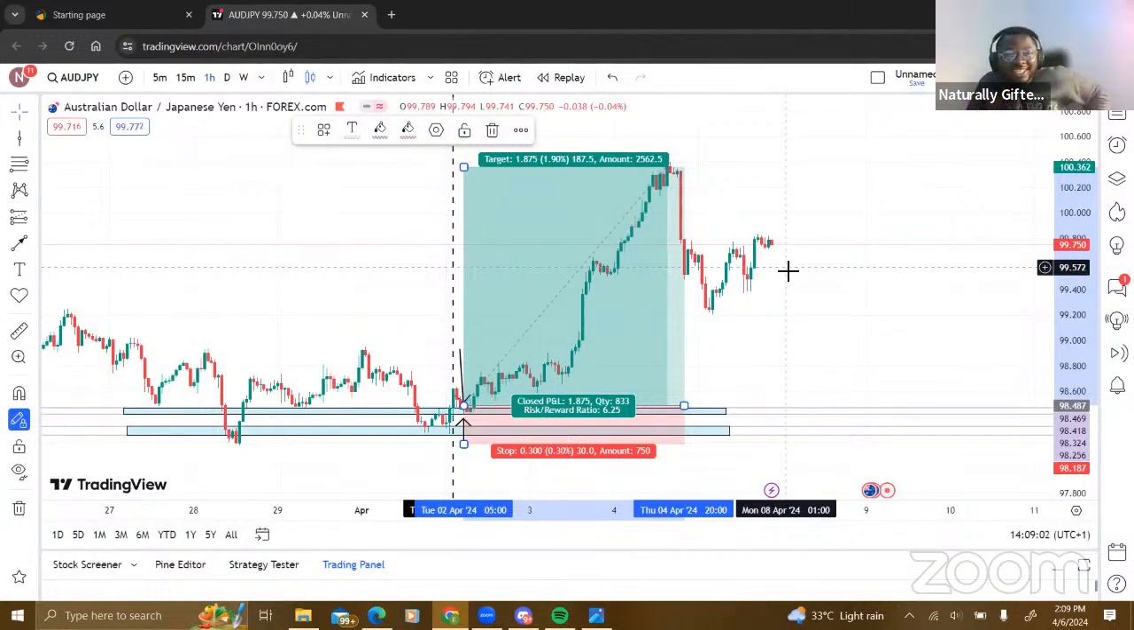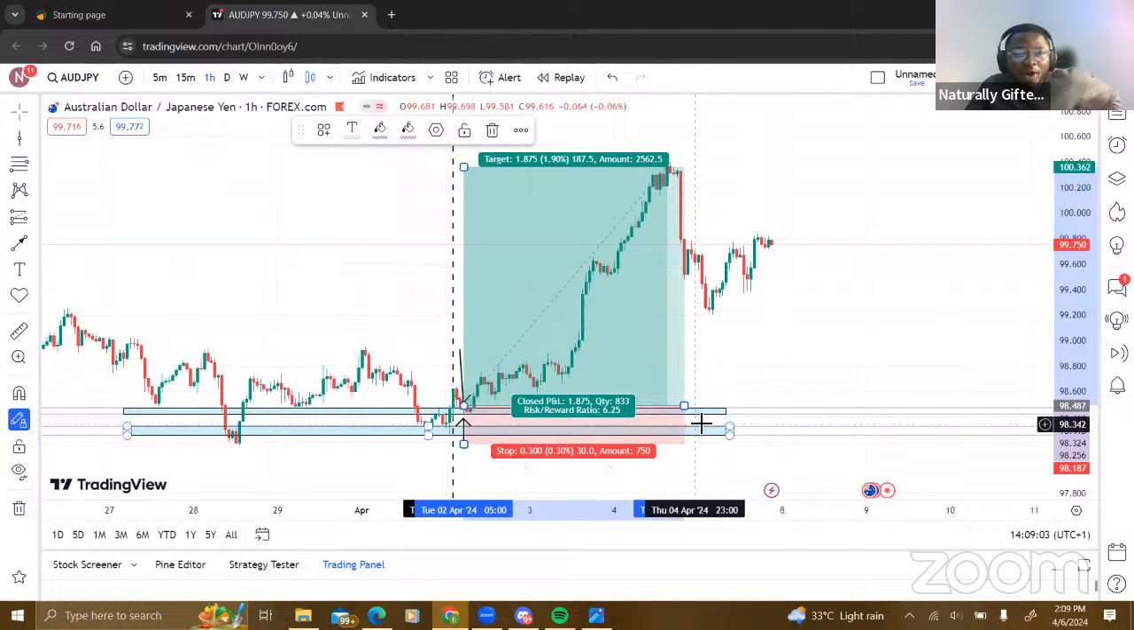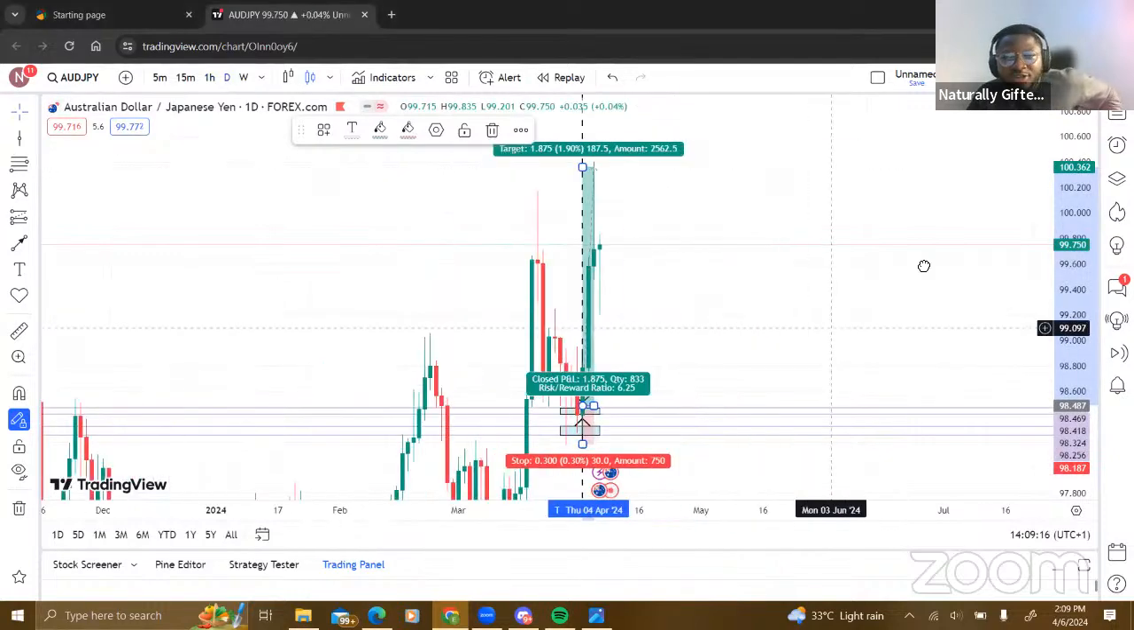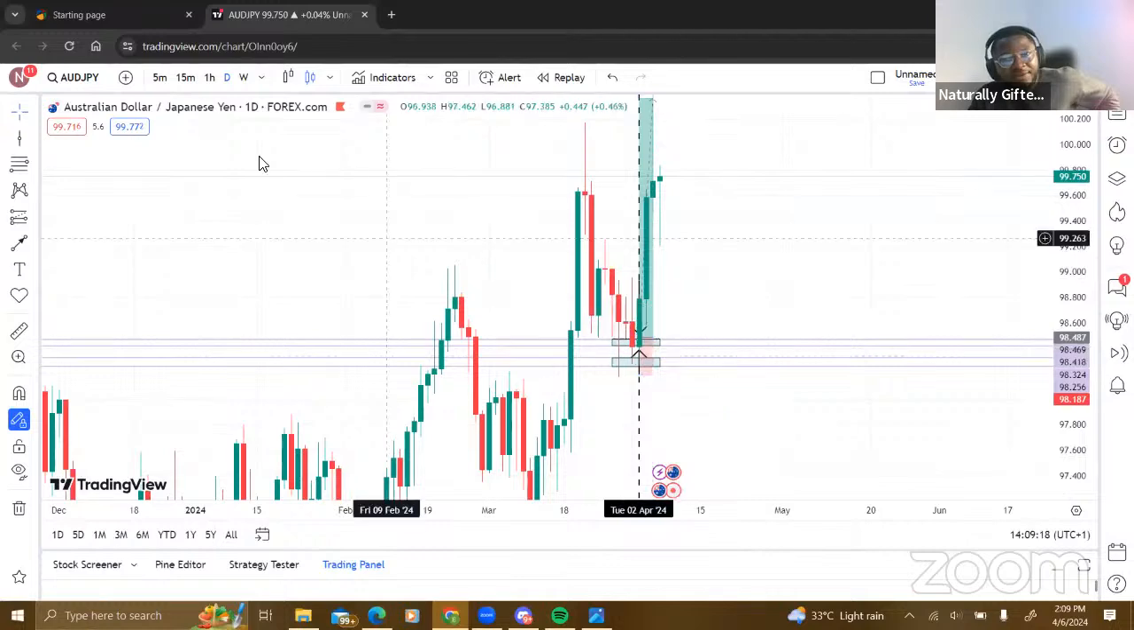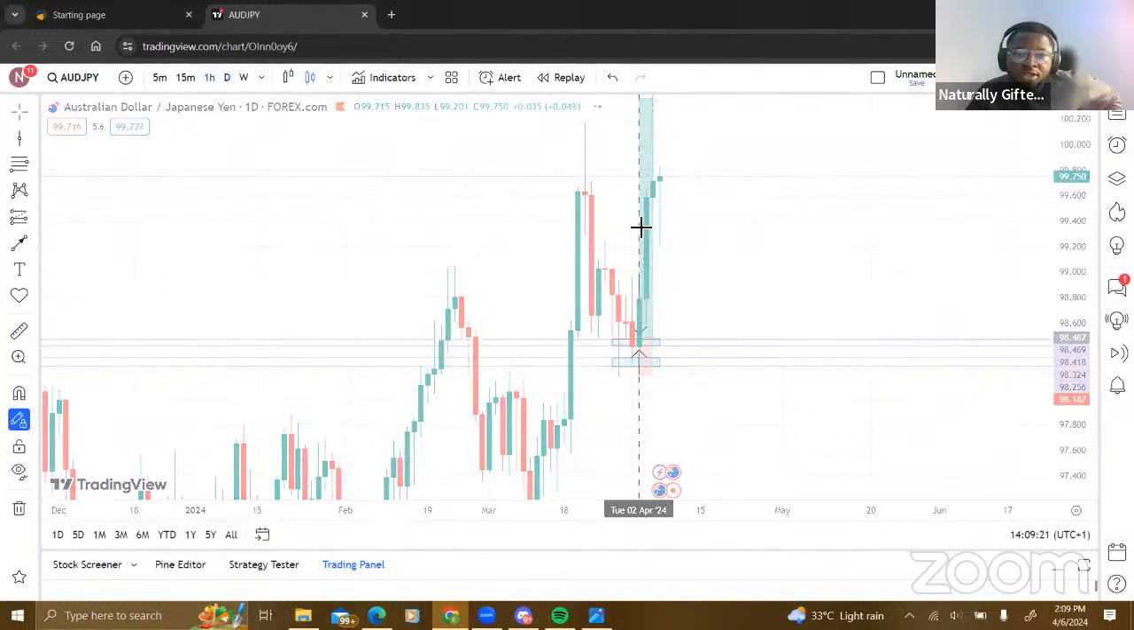So you find 630s. It means that if you had risked 1% on this, you'd have made 6% on that trade. Why? You were able to identify the reversal zone on the daily time frame. Now, that's just one resistance zone.